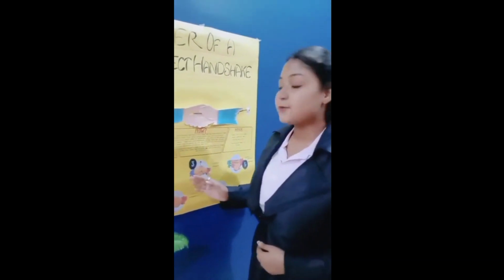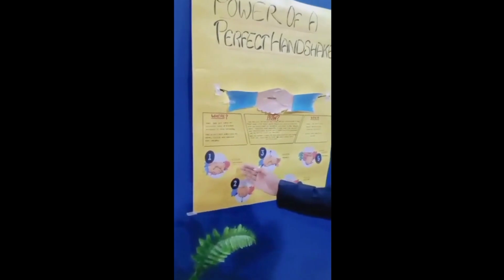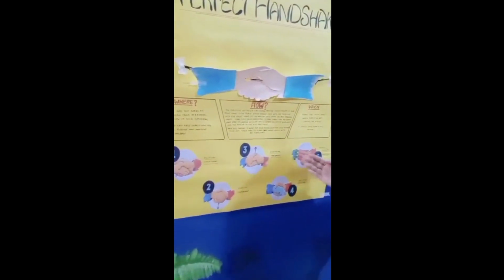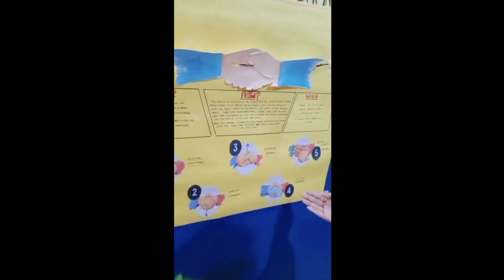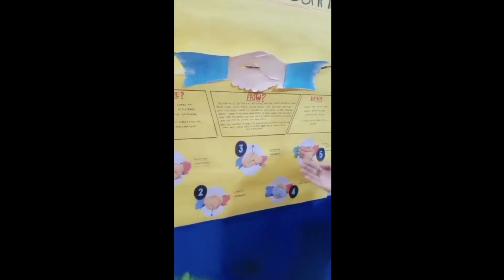There are many types of handshake. These are the politician handshake, dominating handshake, knuckle cruncher handshake, dead fish handshake and wet fish handshake. We have to avoid these handshakes when we perform in an interview.